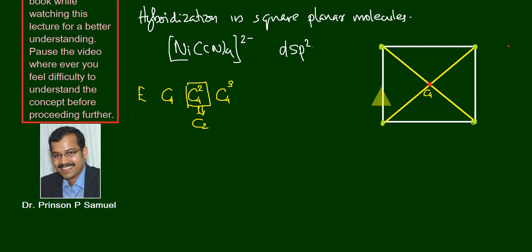See, one of the type of C2 axis is here. This is one type of C2 axis. Okay, and another one is here. Another one of the same kind. Sorry, my lines are not in the proper line. My dots are not in the proper line.